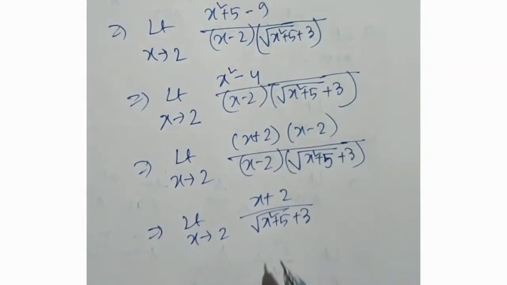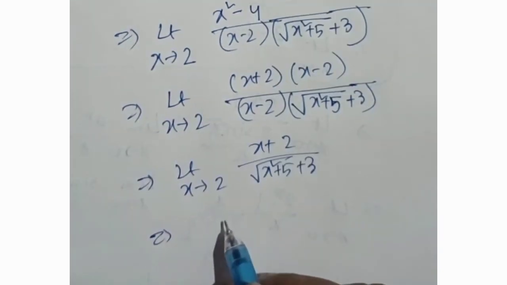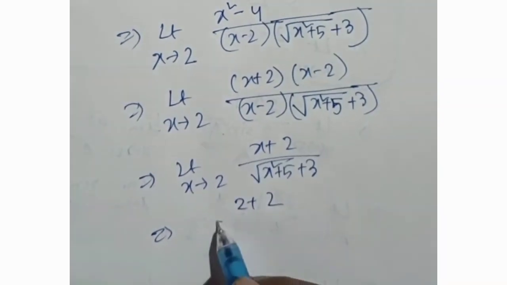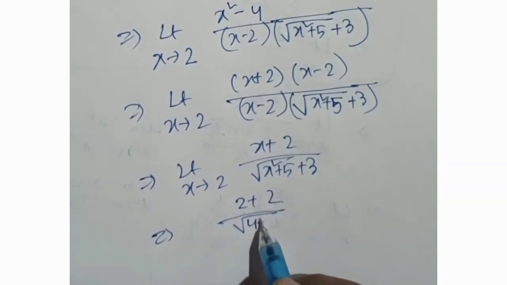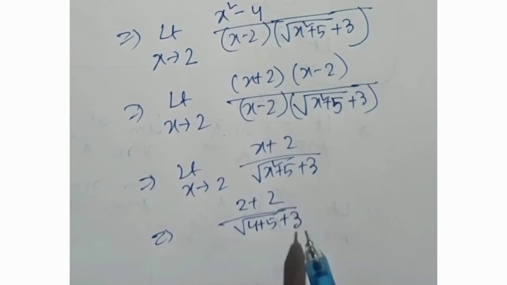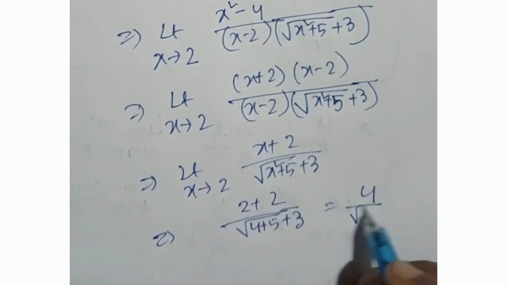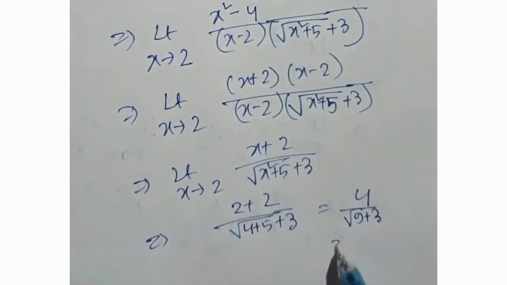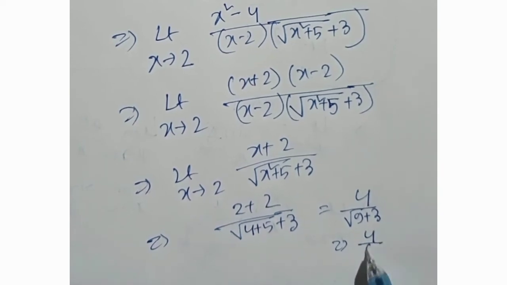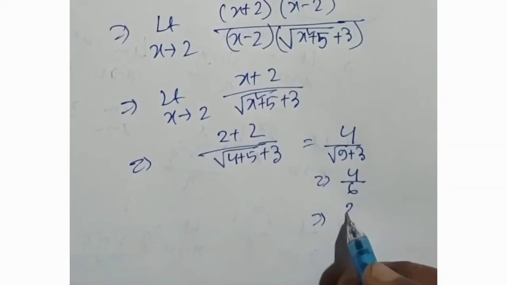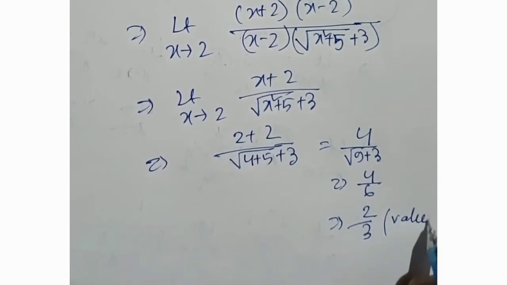As you can see, there is no negative things, and you can simply put the value of 2. So it will be 2 plus 2. This is x square, so 2 square, that means 4. 4 plus 5 plus 3, right? So this is 4, and this is just root 9 plus 3. So this is 4, this is 3 plus 3, so 6. So this is simply 2 by 3. This is the value of that limit.